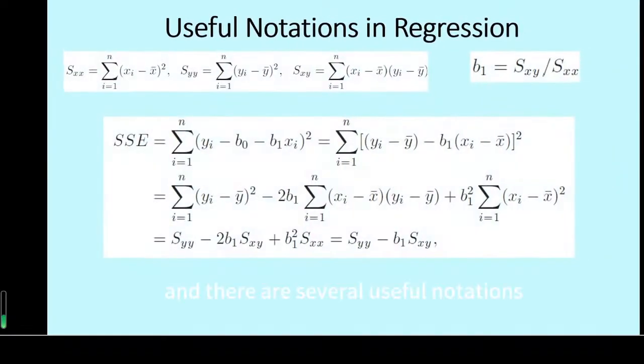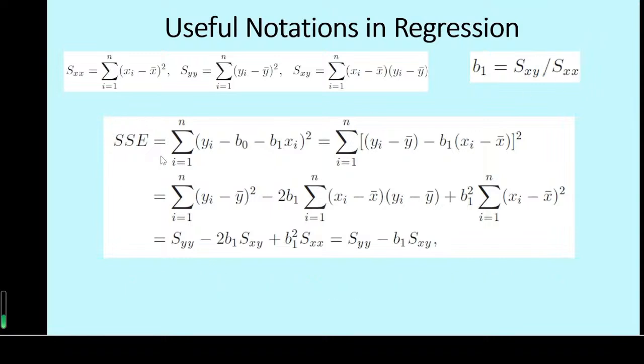And there are several useful notations in the regression model. We can recall that SXX is the sum of squares of x with respect to its mean value, and similarly for SYY. SXY is the sum of the cross products of x and y with respect to their corresponding mean values in the sample. From this notation, the point estimate b1 equals SXY divided by SXX.